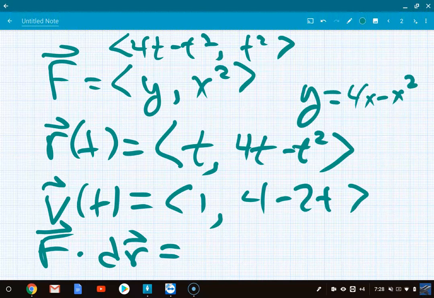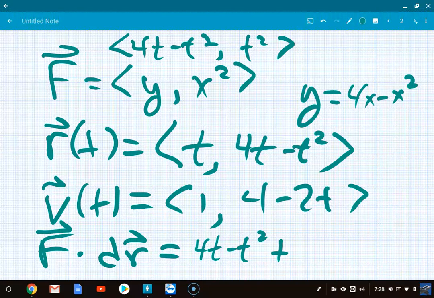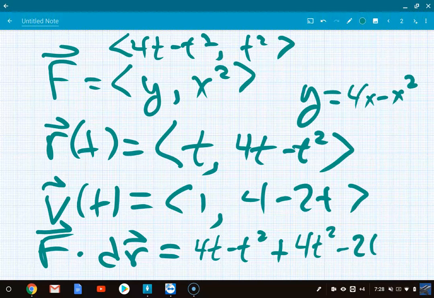So you get 1 times, how do you do a dot product? We just did it. 1 times 4t minus t squared plus 4 minus 2t times t squared, right? Okay. So let's write that out. It's 1 times 4t minus t squared, so it's 4t minus t squared, plus t squared times 4 minus 2t. How about we distribute the t squared? 4t squared minus 2t cubed. And you can simplify this a little bit. Isn't that just 3t squared? So I have a negative 2t cubed plus 3t squared plus 4t.